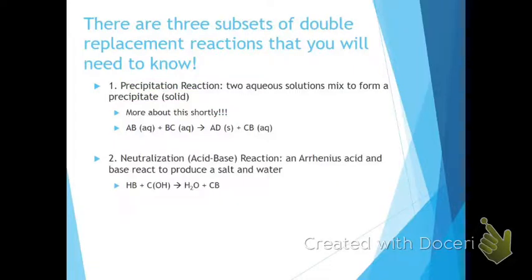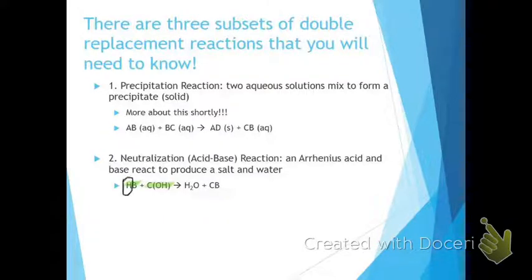Another type of double replacement reaction is our neutralization or acid-base reaction, where an Arrhenius acid and base react to form a salt and water. Remember, an acid is always hydrogen with some other anion, so B is that case there. And then an Arrhenius base is any of your metals with hydroxide.